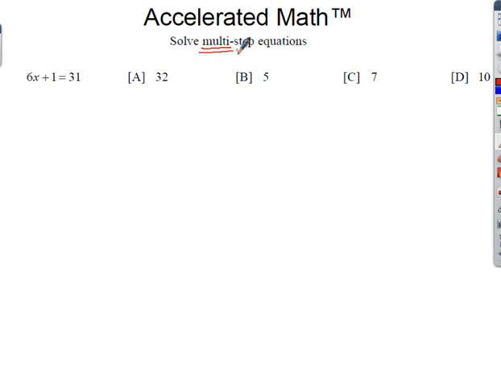Okay, the bottom line in solving equations is that you're trying to isolate the variable. You'll hear that terminology. Isolate the variable just simply means get the variable by itself. Get all the other stuff off of that side. Alright, and this one says 6x plus 1. And we want to work backwards in our order of operations.